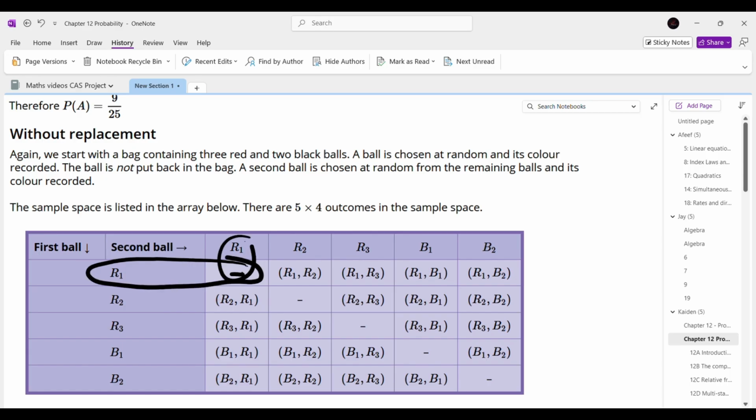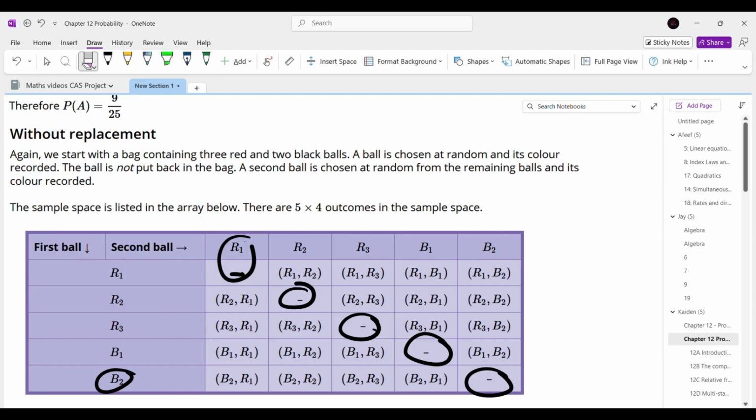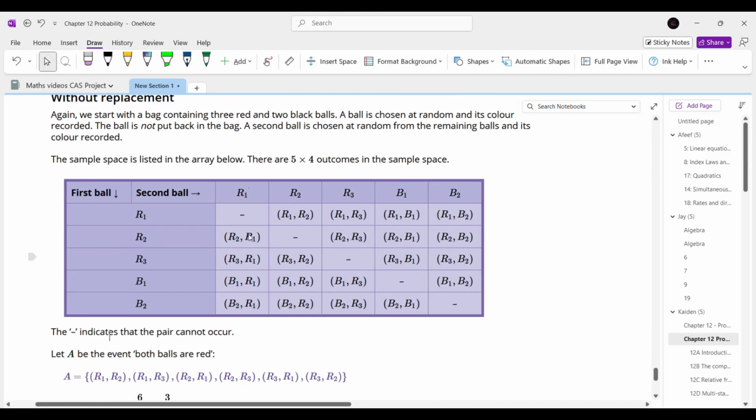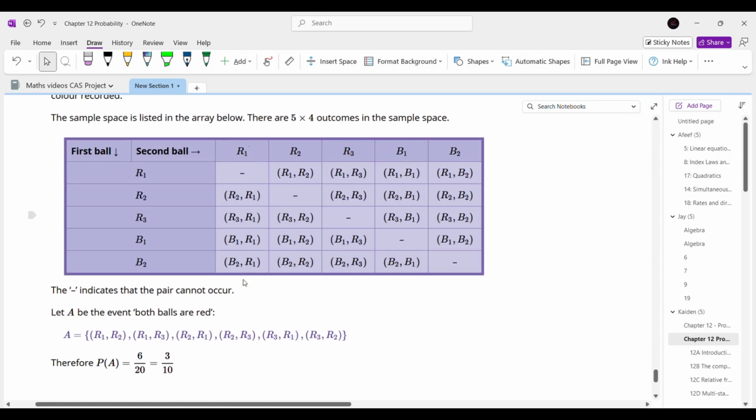So obviously red 1 and red 1 can't be drawn, red 2 and red 2 can't be drawn, red 3 and red 3 can't be drawn, black 1 and black 1 can't be drawn, and black 2 and black 2 can't be drawn, because when it's drawn the first time, it's not put back in the bag, so therefore we cannot draw it on the second time. As you can see here, this cuts down obviously all the repeated trials where we get the same ball twice, and there's now only 20 possible outcomes that there could be.